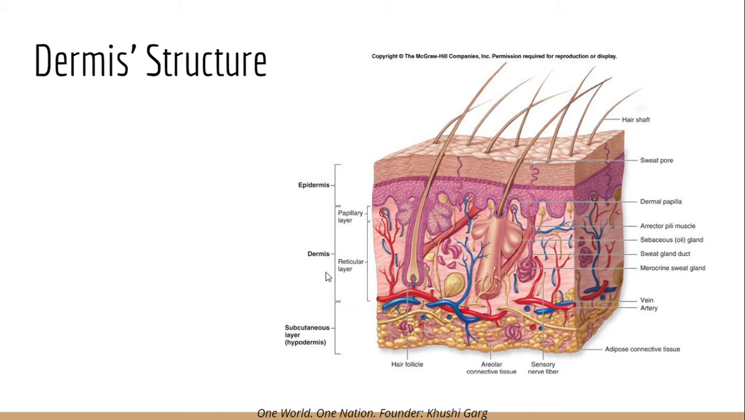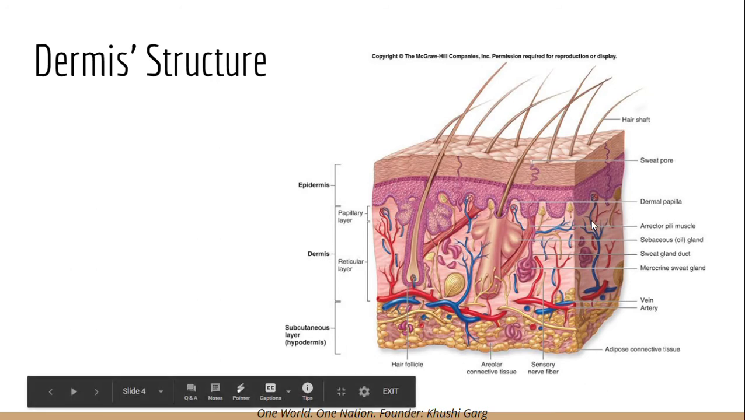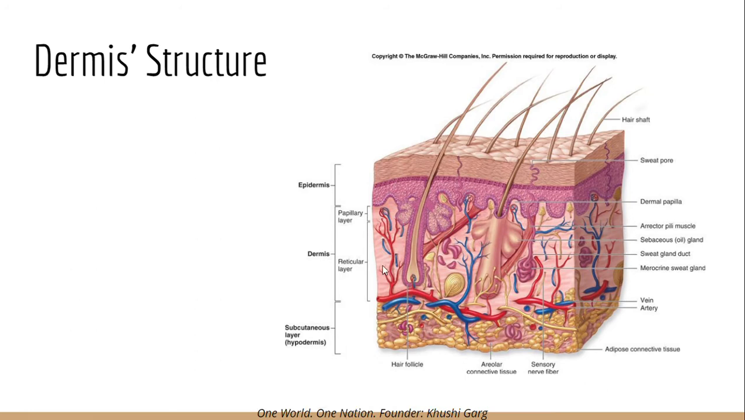The next layer of the dermis is the reticular layer, so this is really the bulk of the skin and has all of these structures included inside of it. First of all, the dermis is comprised of dense irregular connective tissue and also has collagen fibers as well as elastic fibers. This means that basically your dermis is very strong and it's also really flexible.